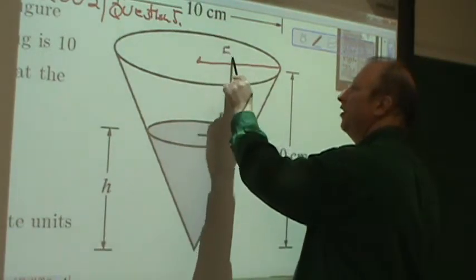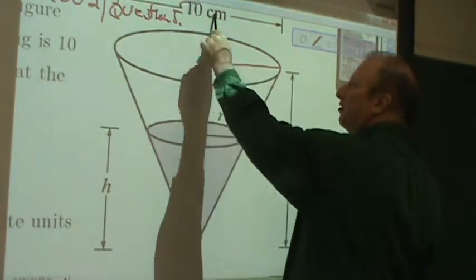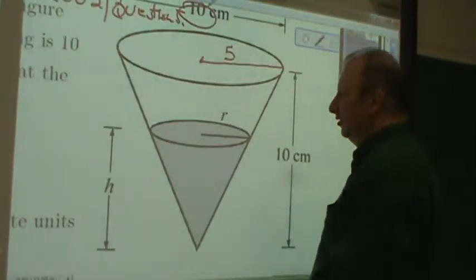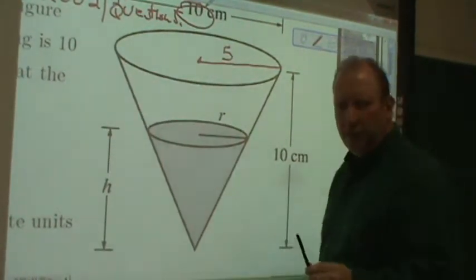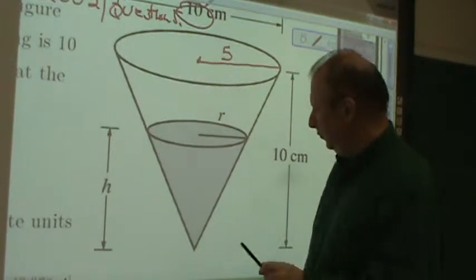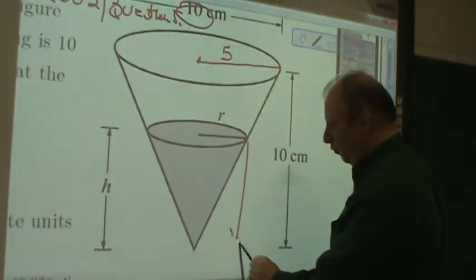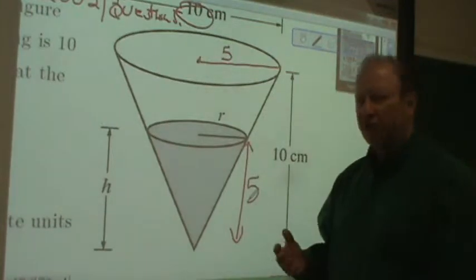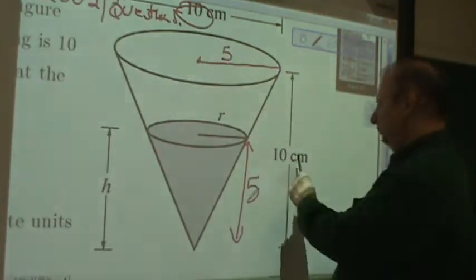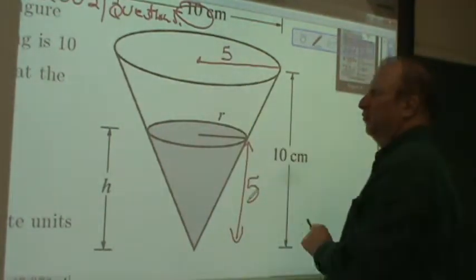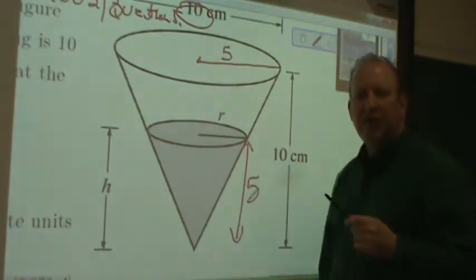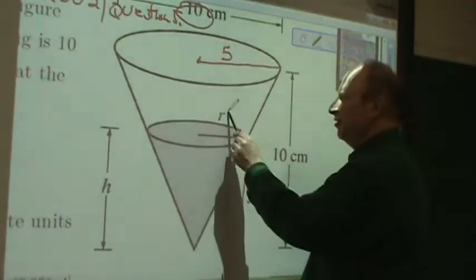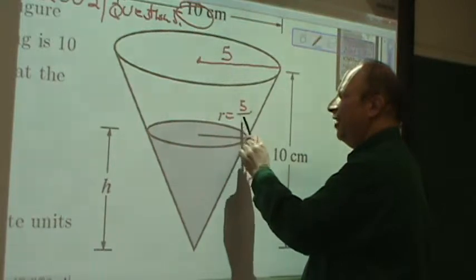We know this is 5. Why? Because they told you this is 10. They want you to figure out the volume when the height is 5. Well, let's look at the relationship. Height is 5, height is 10. Radius is 5. So what's the radius going to be in this case? Half of that, 5 over 2.